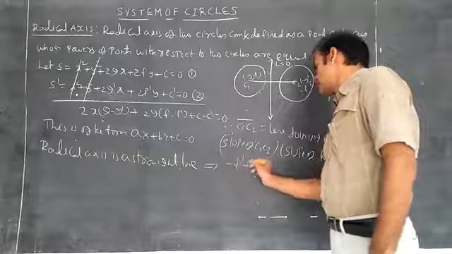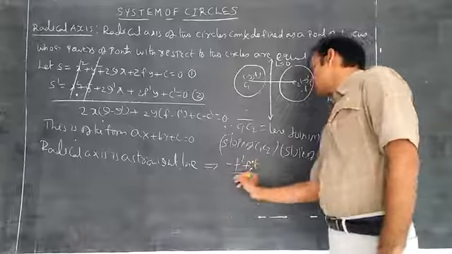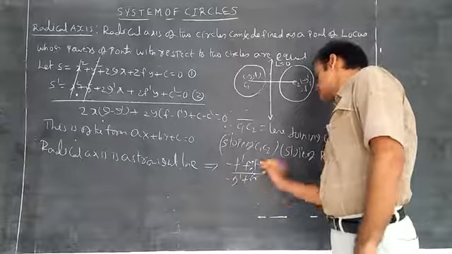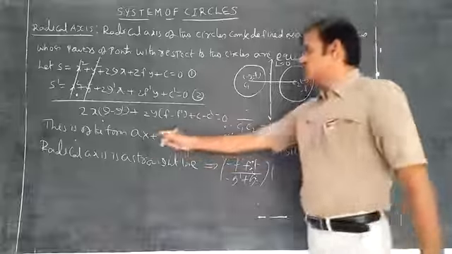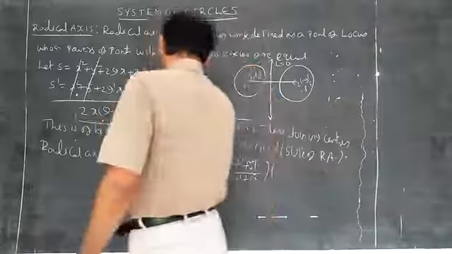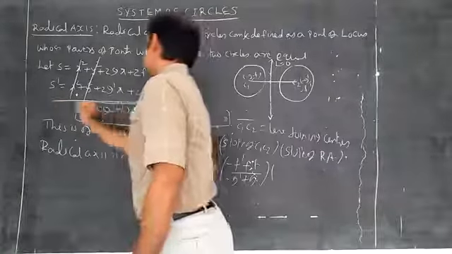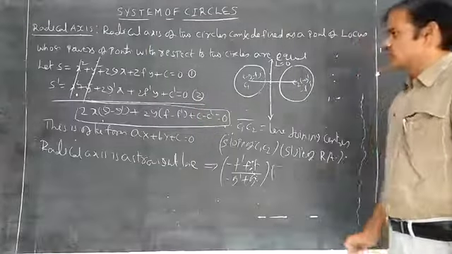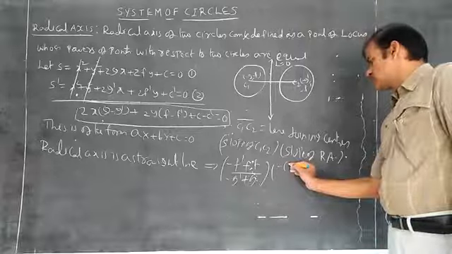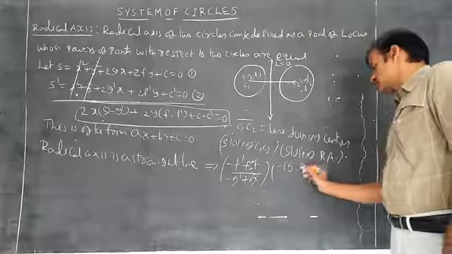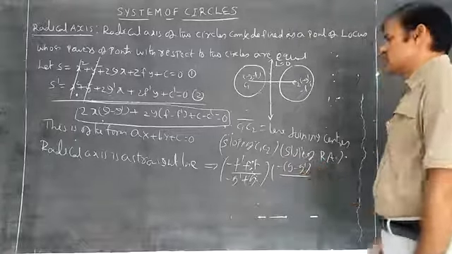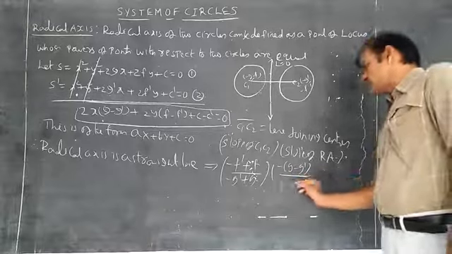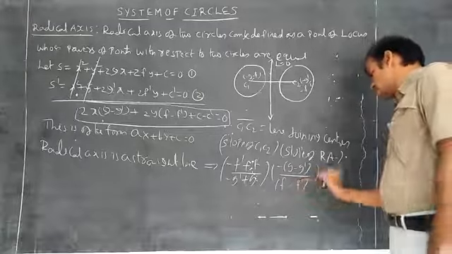Here, minus f dash plus f by minus g dash plus g into. Try to understand, this is the equation of the radical axis. The slope we can calculate by the coefficient of x by the coefficient of y, with a minus sign. So you write here: minus of g minus g dash by f minus f dash.